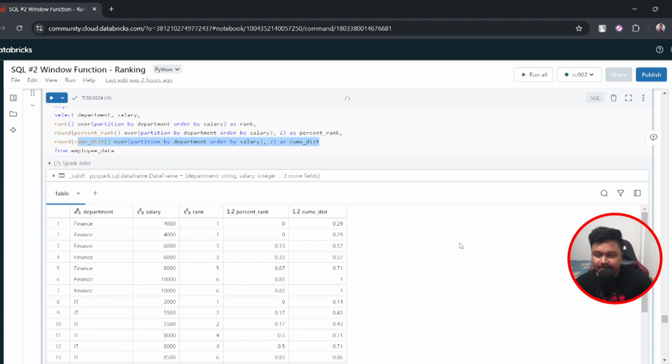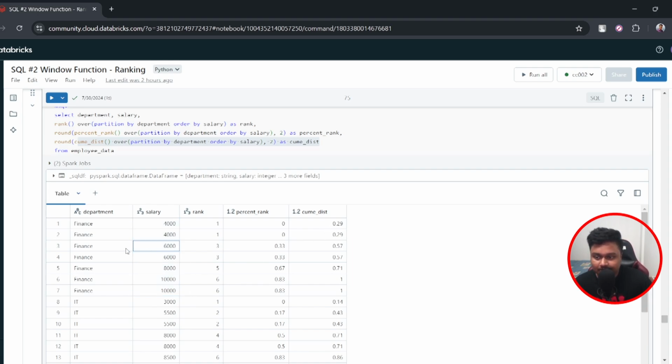If I print the result out, let's check out the finance department for now. For this salary 4000, the first record, rank is 1. So obviously the percent rank will be 0. Basically there is no salary lesser than 4000. So we have 0% here. Now if we look at cum dist, then we have 29%. That means the distribution of this salary across the window is 29%.